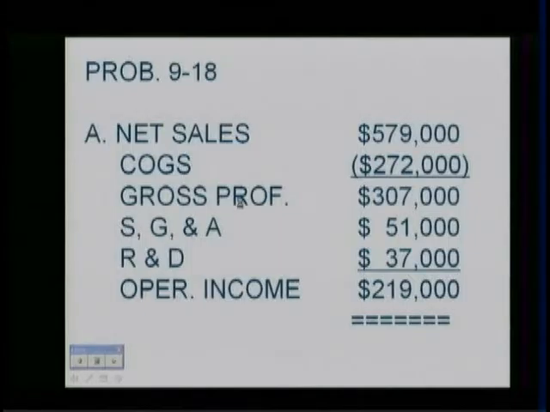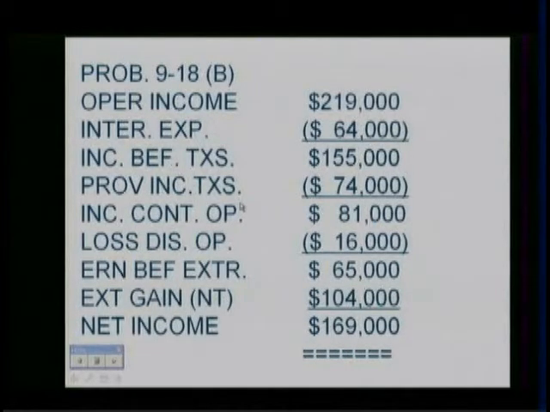Then they ask you to compute net income, and in order to do that, you're going to have to subtract out your other information. First, your interest expense, then your tax expense, and then those unusual items, discontinued operations, extraordinary gains. That will then give you your net income, and you will need to go through that problem and look at the items that are in the purple box and decide which section of the income statement they go on.